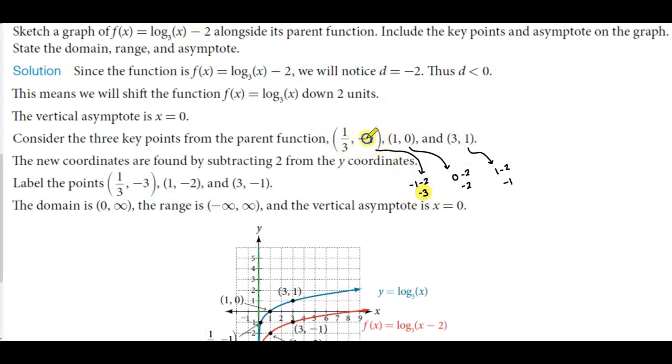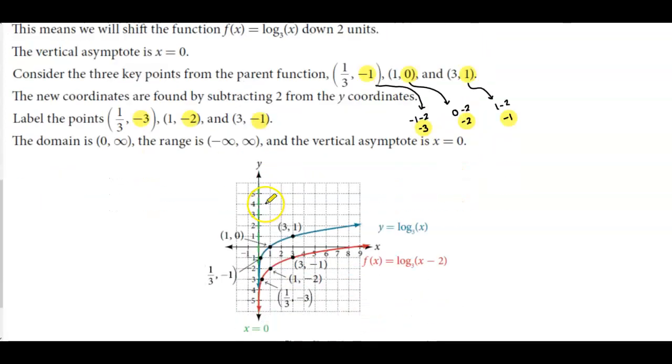If you notice, the y value changes from negative 1 to negative 3, and the x coordinate stays the same. The y value from our parent function goes to negative 2, and again, our x value stays the same. And then for the last point, we have a y value of 1, which just changes to negative 1. So now we have 3, negative 1.